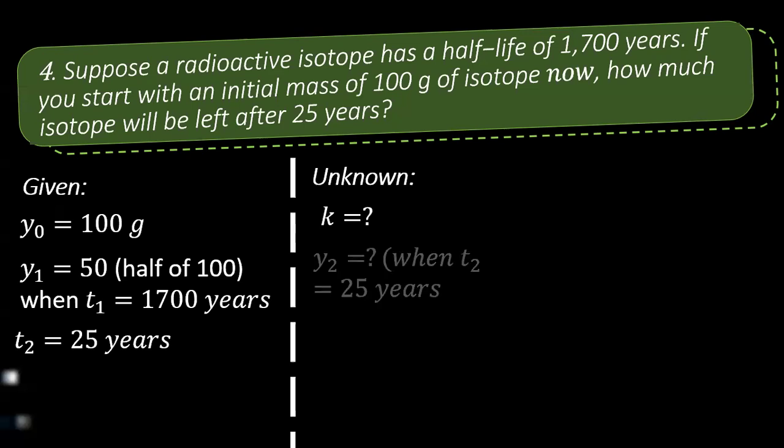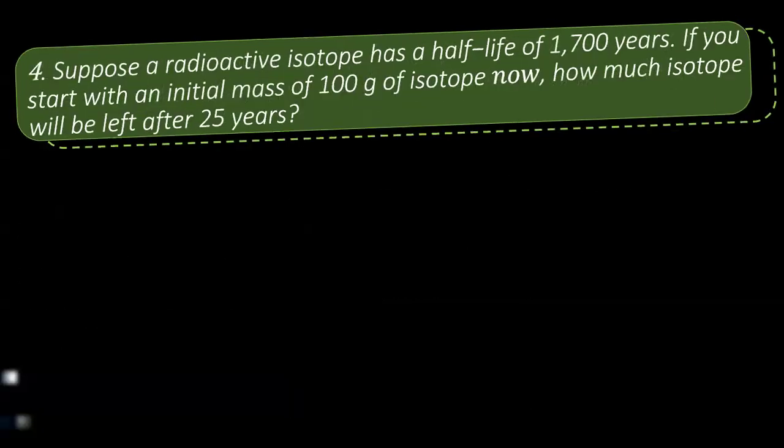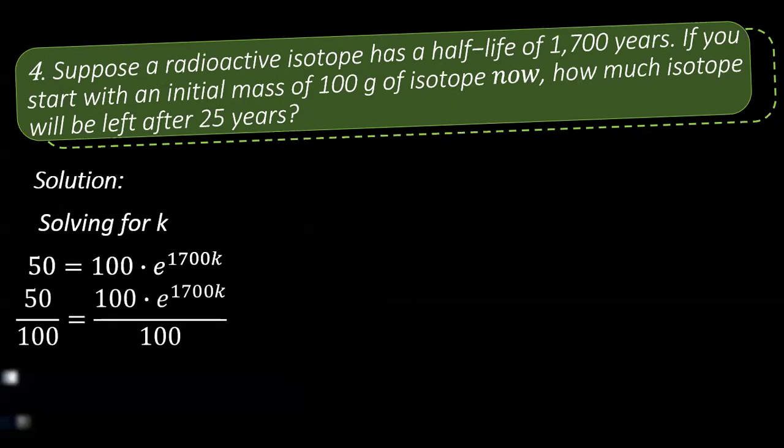Let's solve for k and let's solve for y sub 2 when it is 25 years. So again, the formula does not change. Y is y sub 0 times e raised to kt. And we have 50 is equal to 100 e raised to k times 1,700. So we can rewrite this one as 1,700k. Next, we divide both sides by 100. Cancel. And then we will get 0.5 or 1/2 equals e raised to 1,700k.